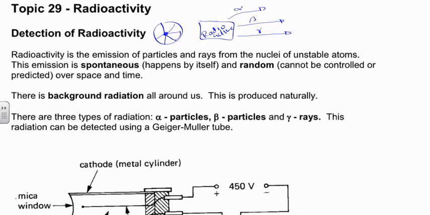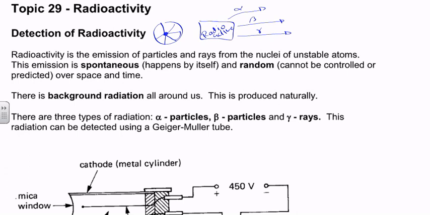So, radioactivity is the emission of particles raised from the nucleus of unstable atoms. The emission is spontaneous and random. Okay, happens by itself. You cannot look at a particle of radioactive material and change when it's going to be released. Okay, random. It just happens with a certain predictable average. Okay, and you can't change it.